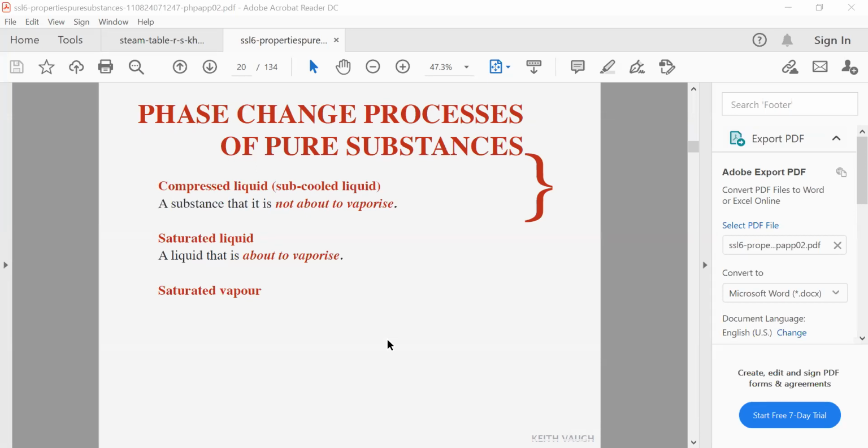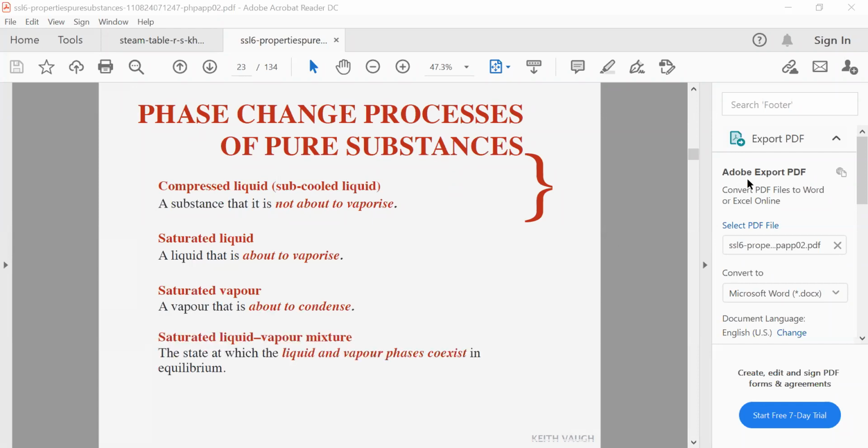Next one is saturated liquid, a liquid that is about to vaporize. If you heat the liquid to its saturation temperature, then that liquid is termed as saturated liquid. The vapor which is present at saturation condition, that is at boiling conditions, is termed as saturated vapor. The vapor that is about to condense is called saturated vapor. Next one is the saturated liquid vapor mixture, the state at which liquid and vapor phases exist in equilibrium. That state is called the saturation condition state, or a saturated liquid vapor mixture.